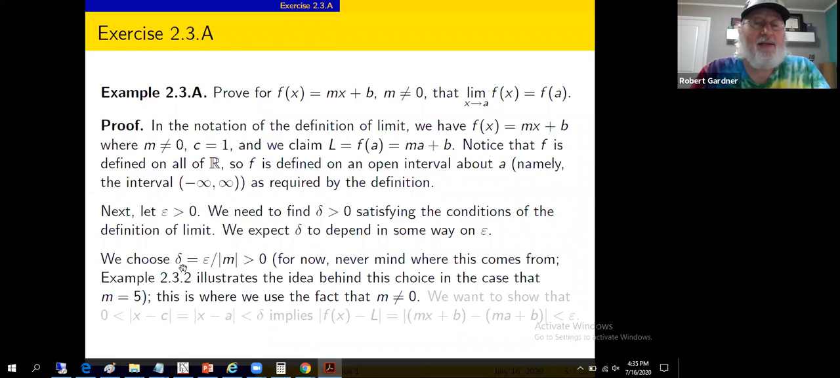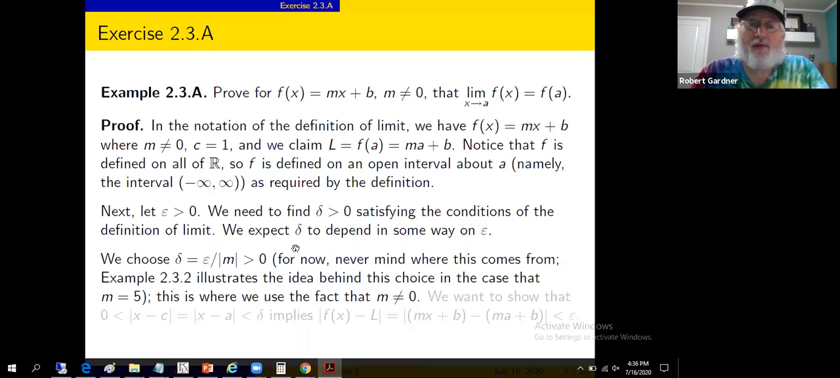Let's take delta to be epsilon divided by the absolute value of m. For now, never mind where that came from. Just trying to illustrate the logic of the definition. All right. Hey, we divided by the absolute value of m. m is not 0. We didn't divide by 0. That's why I gave you that as a hypothesis. And indeed, delta is positive. Epsilon's positive. We've divided it by something that's positive. So the delta value is positive, and that's a legitimate attempted value for delta.